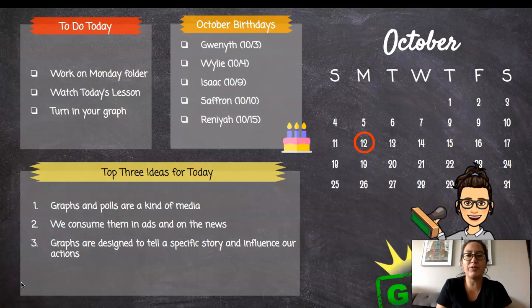We're going to go through the Monday folder. This is Monday's lesson. When you're done, you're going to turn in your graph. Top 3 ideas. Remember, graphs and polls are a kind of media. We are consumers of this media when we are looking at graphs on the news and in the ads. And we're going to learn how to be creators and how to tell our story and influence people's actions based on the kind of choices we make when we create our own graphs.